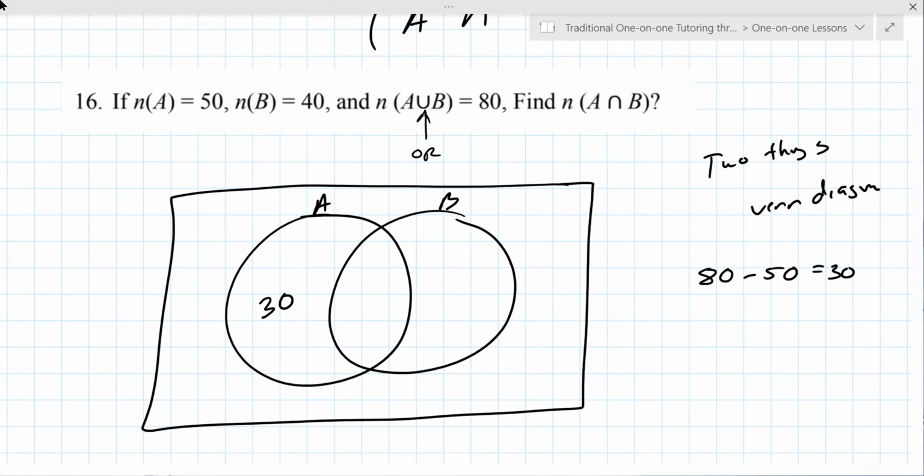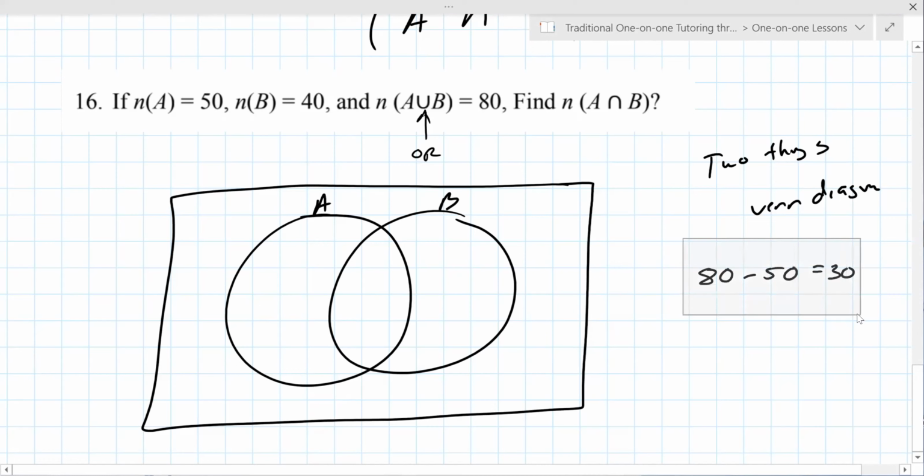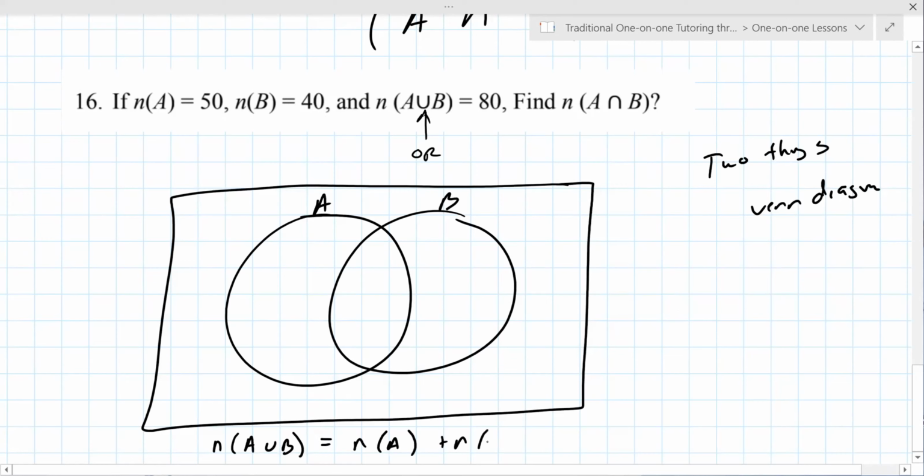Okay, gotcha. Actually, let me back up. This is not the best way to do this problem. You probably saw this formula in class: the number of elements in A or B equals the number of elements in A plus the number of elements in B minus the number of elements in A intersect B. Did you see that in class?